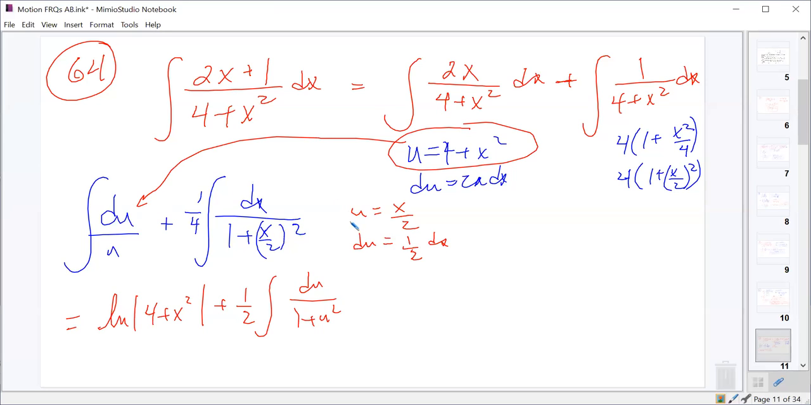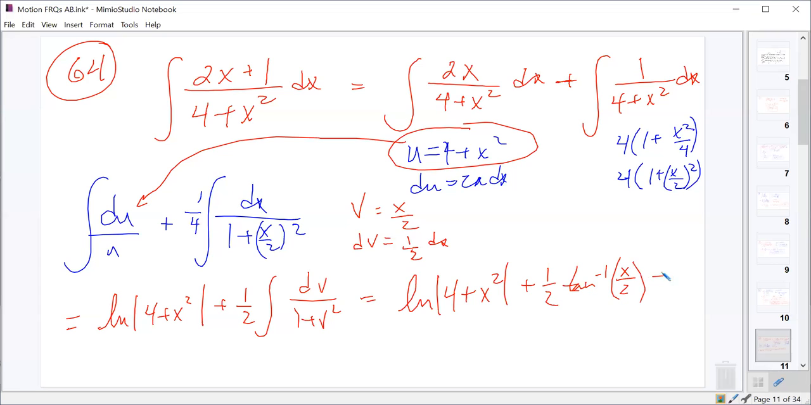Technically, I probably should have, let's do this. Instead of calling that du and u, let's make a different variable. Let's make those v. And then we just integrate that one. So we have natural log absolute value 4 plus x squared plus 1/2, and then this one is just inverse tangent of v, which was x over 2. And then don't forget your plus a constant.